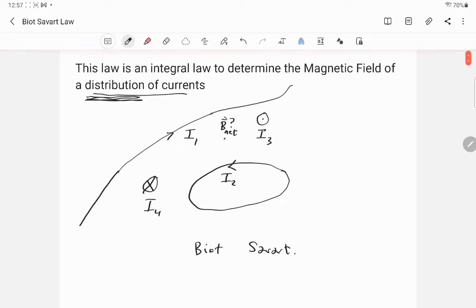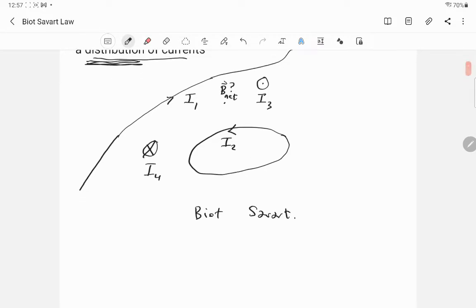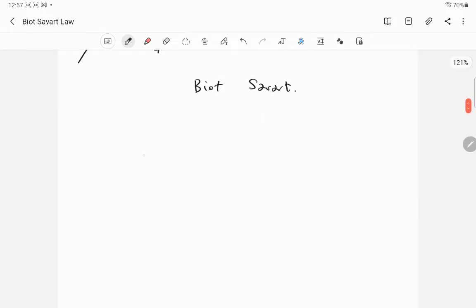The sense in which it's an integral law is that it's going to show us how to calculate a small contribution to the magnetic field. So this is what we're going to write down first: an expression for the small contribution. And to get the net magnetic field, we just use the superposition principle. The superposition principle says, add it all up, where the integral is over the distribution of currents.